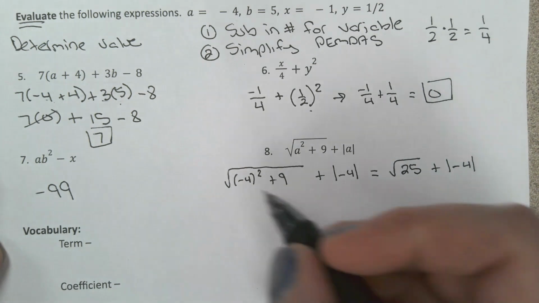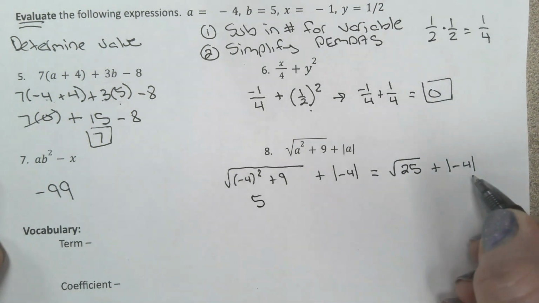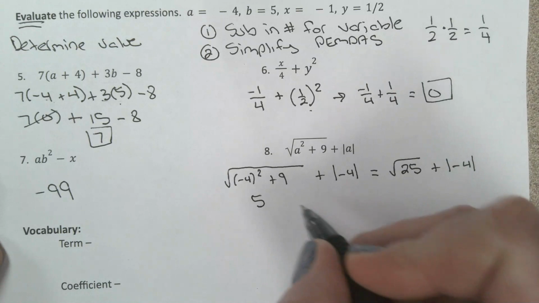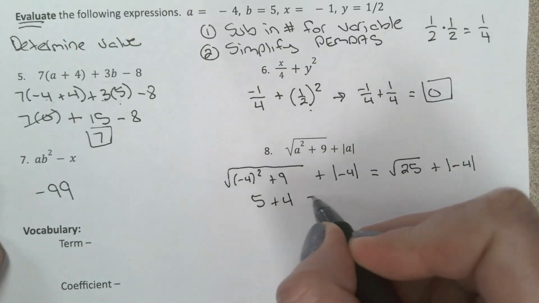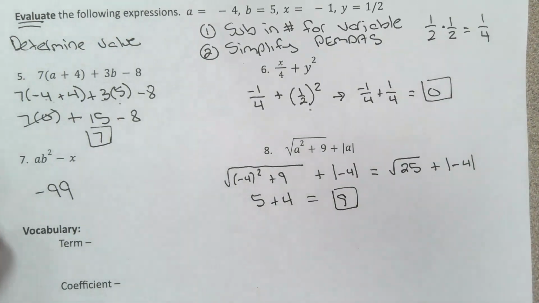The square root of 25 is 5. When you take the absolute value of a number, it always goes positive. So the absolute value of -4 is 4. And there you just get 9.